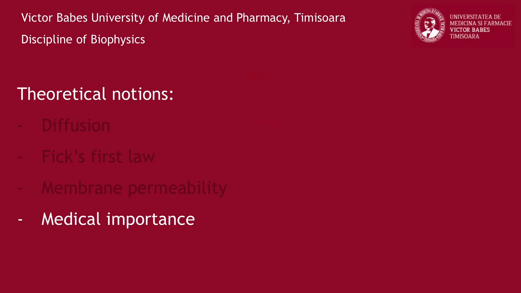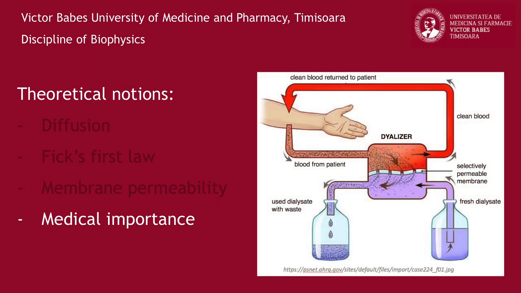One medical application based on the diffusion phenomenon is the extrarenal dialysis. This relies on the diffusion of small molecules, mainly urea, through dialysis membranes. These membranes are selectively permeable and separate patient's blood from the dialysis solution, the latter having a similar chemical composition with the blood plasma. Thus, the patient's blood is purified from excess catabolites.